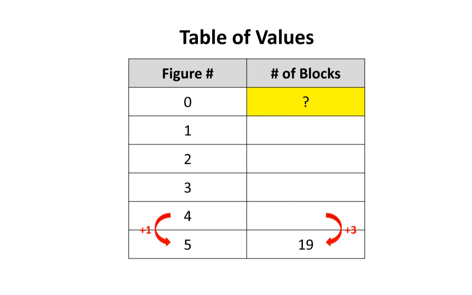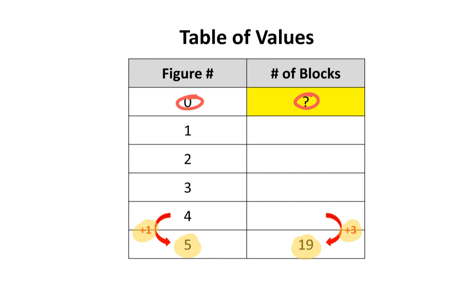Take a close look at this table of values. We've been given two pieces of important information. We know that figure 5 contains 19 blocks. We also know that the rate of change is an increase of 3 blocks for every one figure. We need to use this information to figure out how many blocks are in figure 0. In other words, I want to find the initial value.